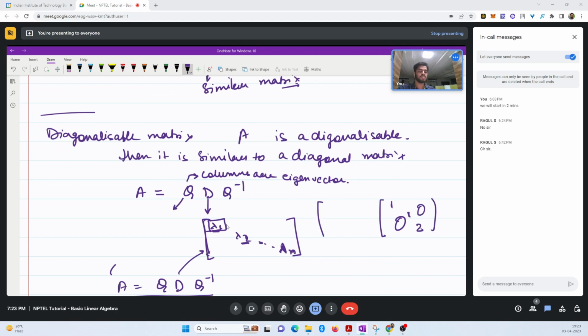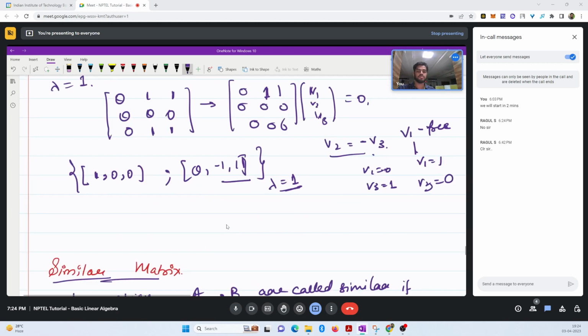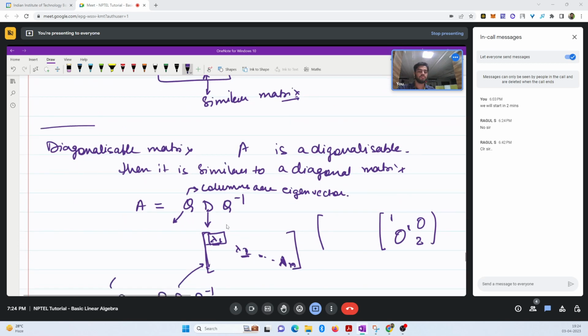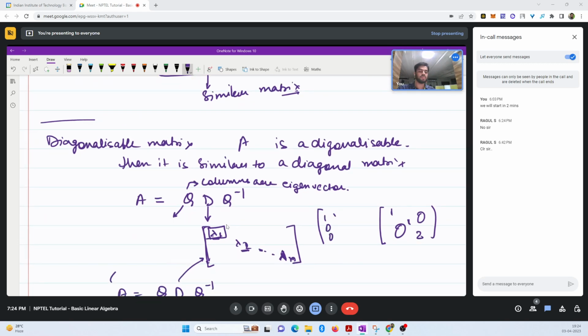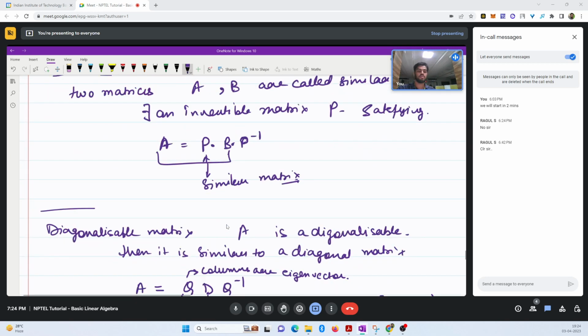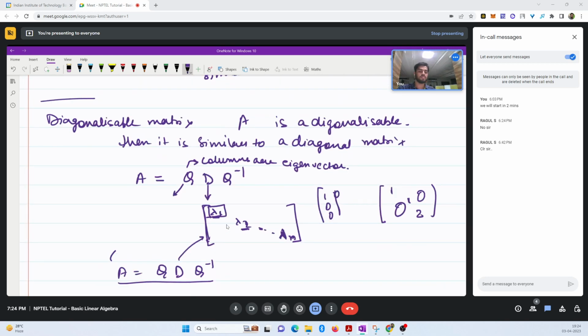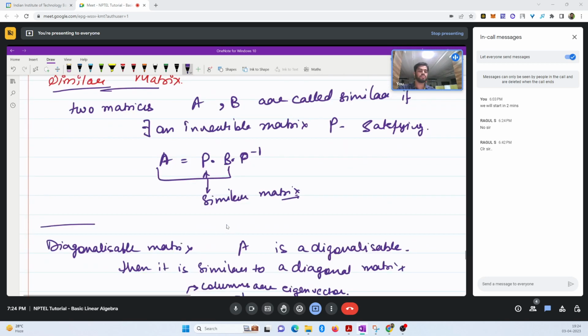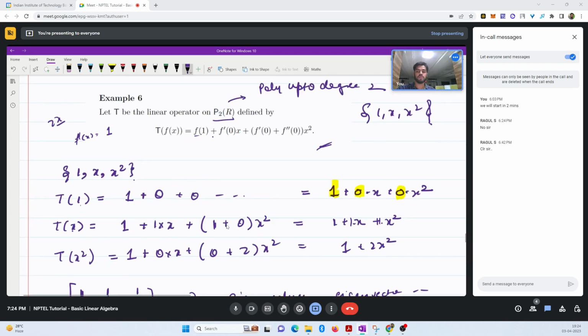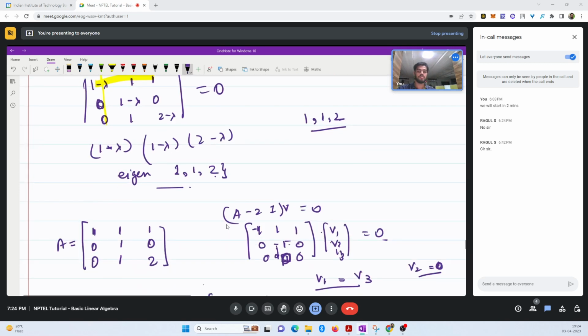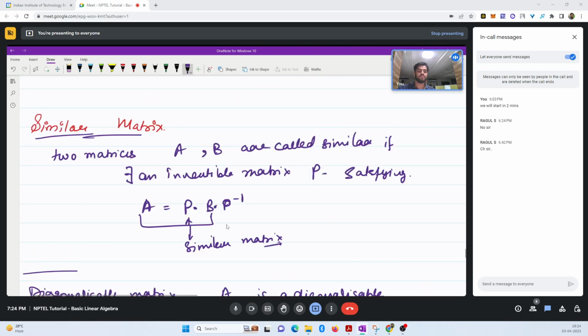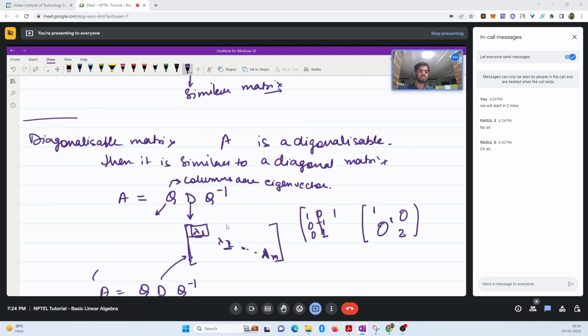और Q मैट्रिक्स बन जाता जो ये वेक्टर्स आए हमारे 1, 0, 0, और दूसरे पोजीशन पे आता 0, -1, 1, और फिर जो भी 2 के कॉरस्पॉन्डिंग आया था हमारा वो वाला v1, v3 था तो 1, 0, 1, और इधर Q इनवर्स, इसी का इनवर्स.